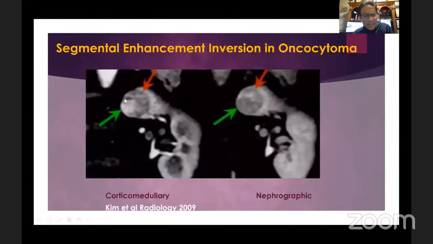Another feature that has been described is segmental enhancement inversion in oncocytomas. On corticomedullary phase, some portion of the tumor may enhance, which gets washed out, and then the other portion of the tumor will enhance on nephrographic phase, which is kind of unique for oncocytomas.